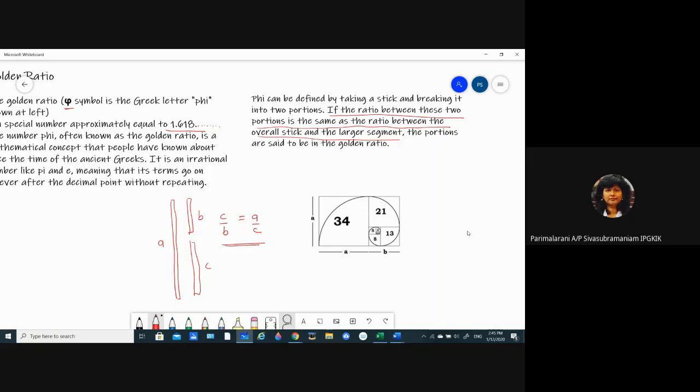What is the length of this rectangle? Width is A, length is A plus B. So we know that the length is A plus B and the width is A. Okay, let's find out what this ratio is. So how much is our A and B here?